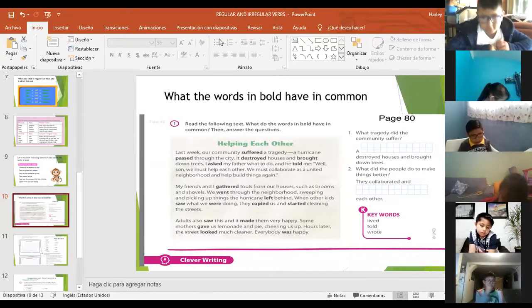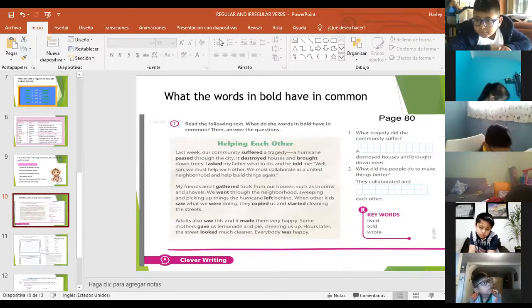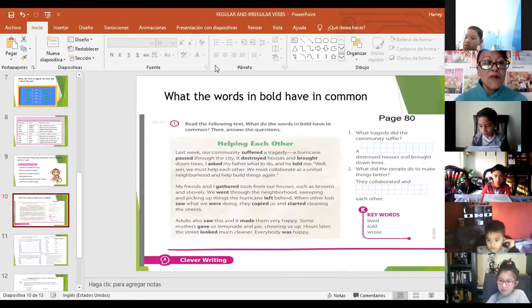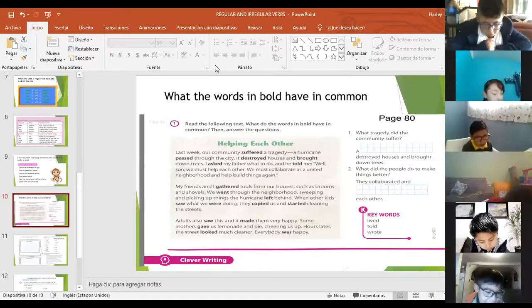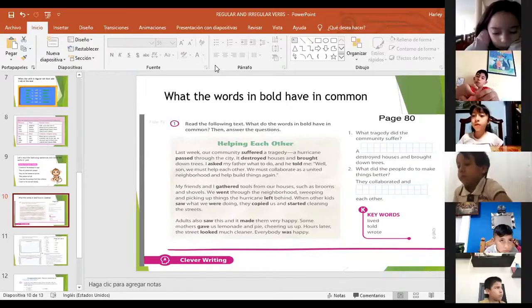Destruyen. Repeat, please. No. The words in bold don't have destruction in common. What do the words in bold have in common? Show me your hands if you want to answer the question.